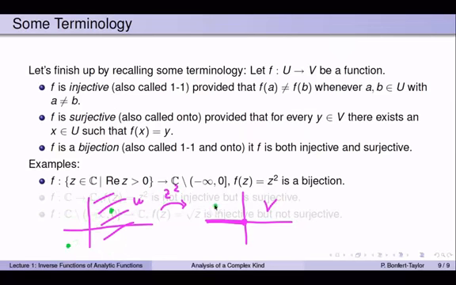Moreover, every point in v has a preimage. I just divide this argument in half and take the square root of the distance from the origin. By dividing the argument in half, everything lands over in the right half plane, and there's, in fact, for every point in v, I can find a point in u that it came from. And therefore, that makes this function z squared a bijection from u onto v.